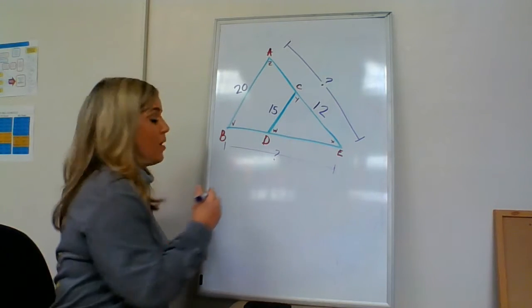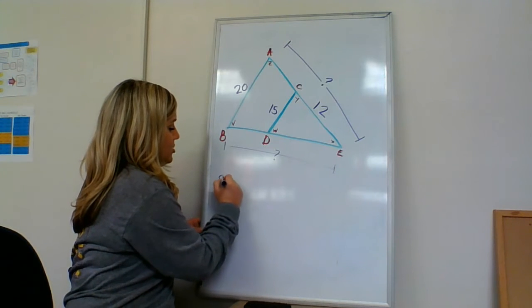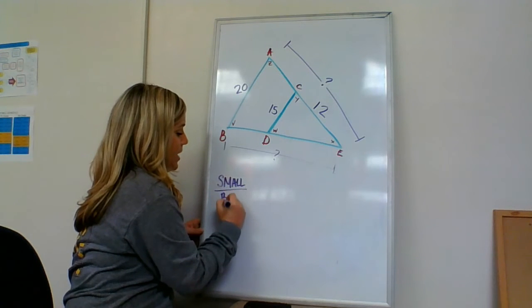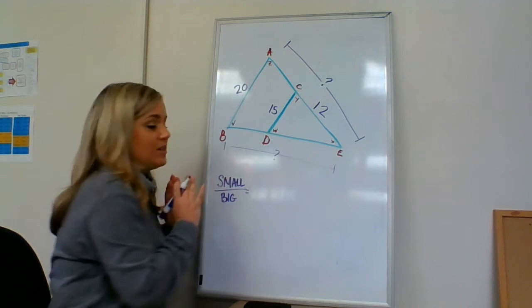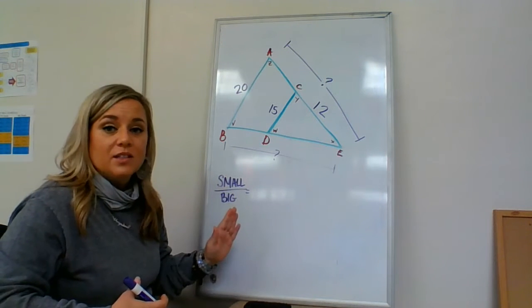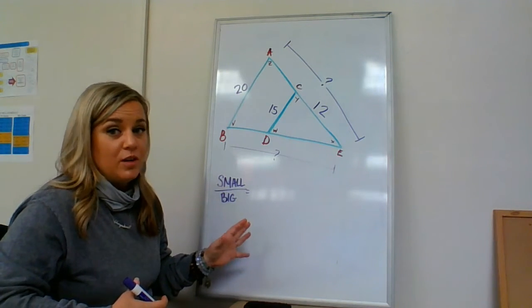I like to do small to big. That's just how I like to do it. I like to do the small shape on top and the bigger shape on bottom. That is just personal preference. You do need to pause this video and get scratch paper, because you need to work these out.